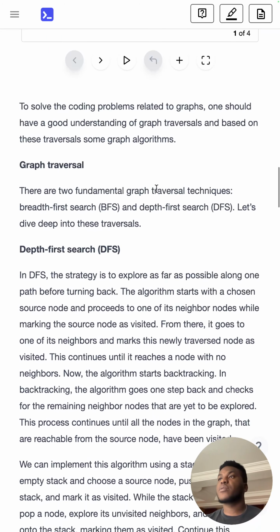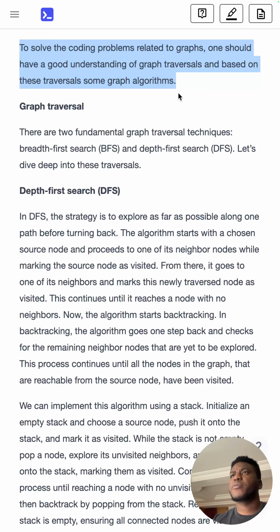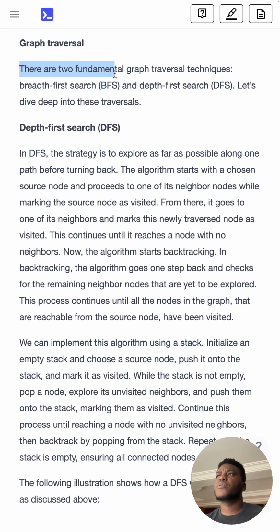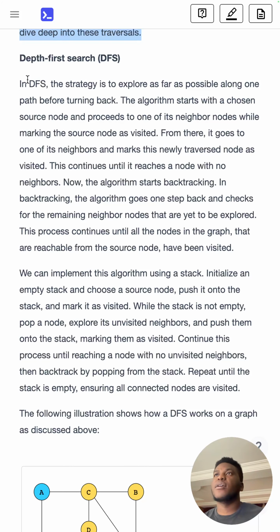Okay, now to solve problems related to graphs, we should have a good understanding of graph traversals, and based on these traversals, some graph algorithms. So there are 2 fundamental graph traversal techniques: breadth first search and depth first search. Let's deep dive into these traversals. So we're going to look into depth first search and breadth first search.